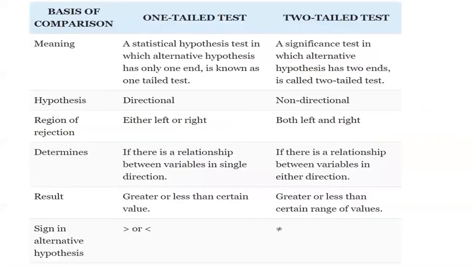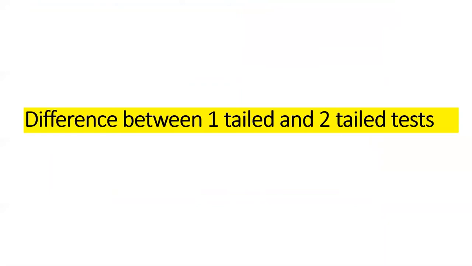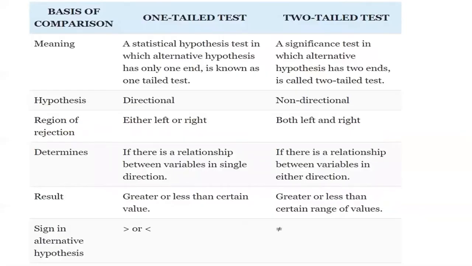Now let's see the difference between one-tail and two-tail test. Before this we have seen the null and alternate hypothesis and type 1 and type 2 error. Now we are starting with the one-tail and two-tail test. A one-tail test is a statistical hypothesis test in which the alternative hypothesis has only one end. When a particular direction is mentioned, it will be called a one-tail test.